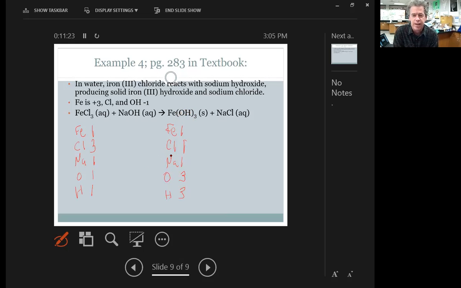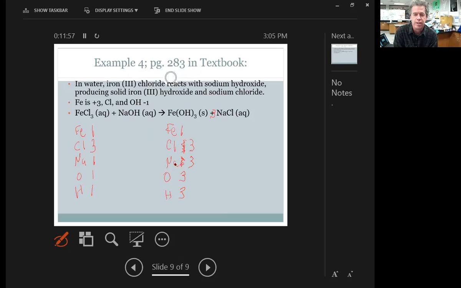So you'll see here we have a couple things that aren't the same. One is we have 3 Cl's here and only 1 Cl there. So one thing we might want to do is put a 3 here. Now that is going to do a few things. It's going to make 3 Na's here, and it's also going to make 3 Cl's. So now our Cl's match, but now our Na's don't match. Our O doesn't match, our H doesn't match.